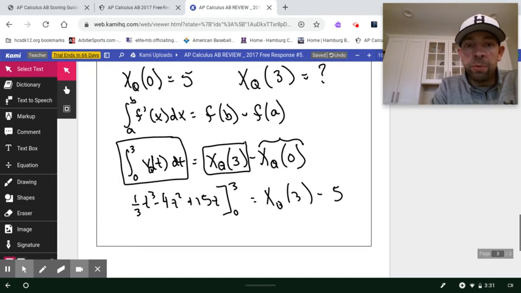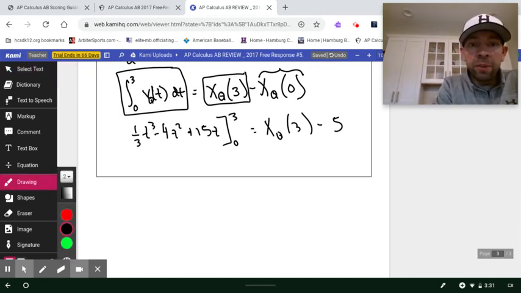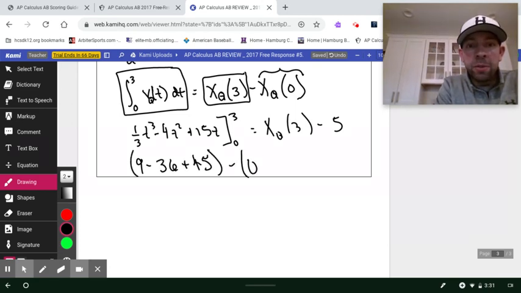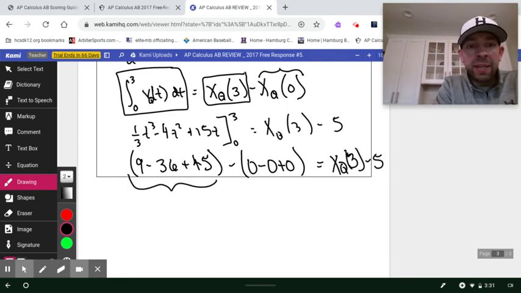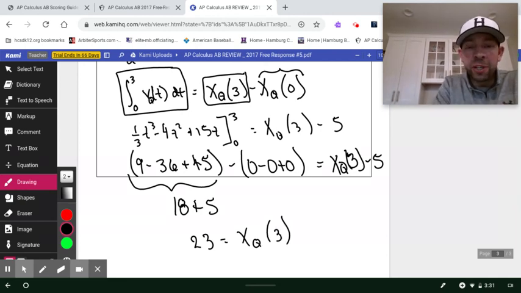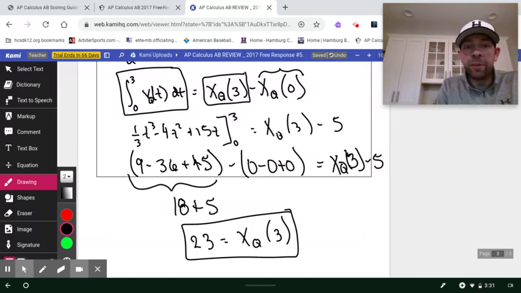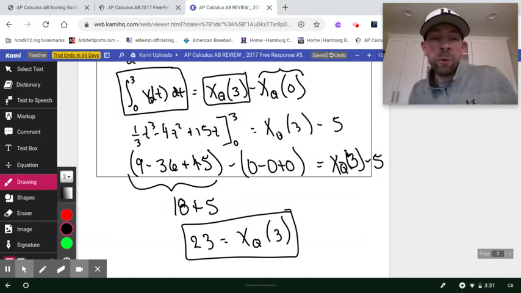Let's see if we can create some more room here. So I'm going to substitute the 3 first. 1/3 of 27 makes 9, minus 36, plus 45, minus substitute a bunch of zeros. Nothing better than plugging in 0. And let's see, if I clean these up, I think I got 18. And then I want to add the 5 over. So at the end of the day, I'm going to say the position of Q at t equals 3, which is the first time the particle changes direction, is going to be 23. In other words, the particle is 23 units to the right of the origin.